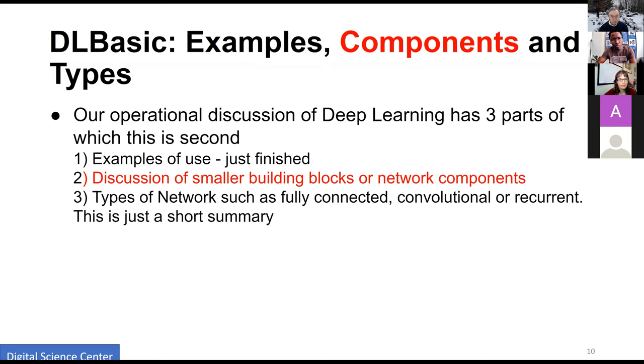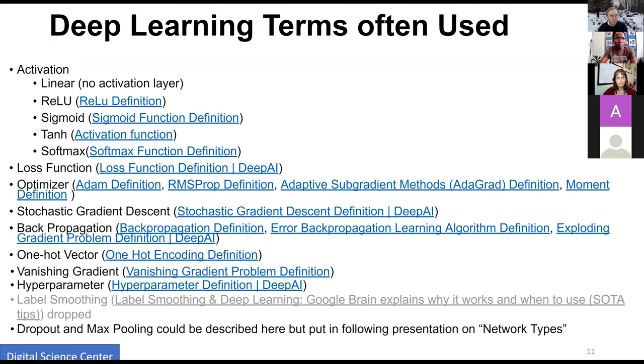So we finished the examples, then we're doing the components we use to implement these examples. Each of these components is effectively, if we go to TensorFlow or PyTorch, just one function call to implement. And designing a network is joining these components together. So this is a discussion of the different things we'll discuss here, and we'll start with activation. This has lots of links. Let's get on to activation.